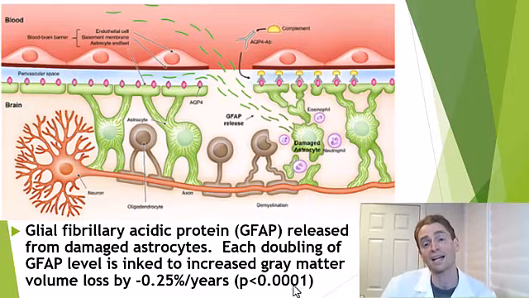And this was highly statistically significant with a p-value less than 0.0001, and likely clinically significant, as this is approximately the rate of atrophy in normal aging for someone without neurological disease. So you're essentially losing an increased year of atrophy of brain volume just based on the elevated level of this biomarker.